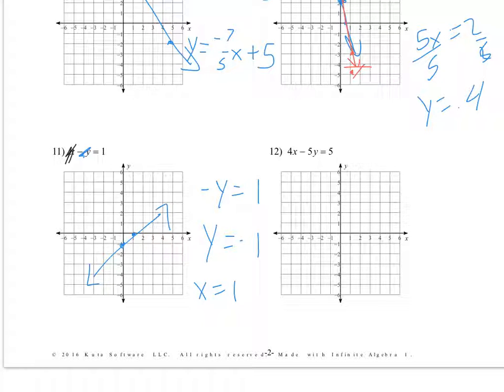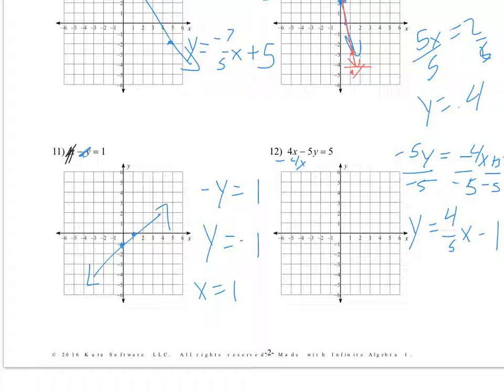And this one will solve for y, so subtract 4x off. So -5y is equal to -4x plus 5. And then divide everything by -5, so it's a 5 there. So I have y equals 4/5 x minus 1. So we start at -1, and then we go up 4 and over 5, so we're right there, line.